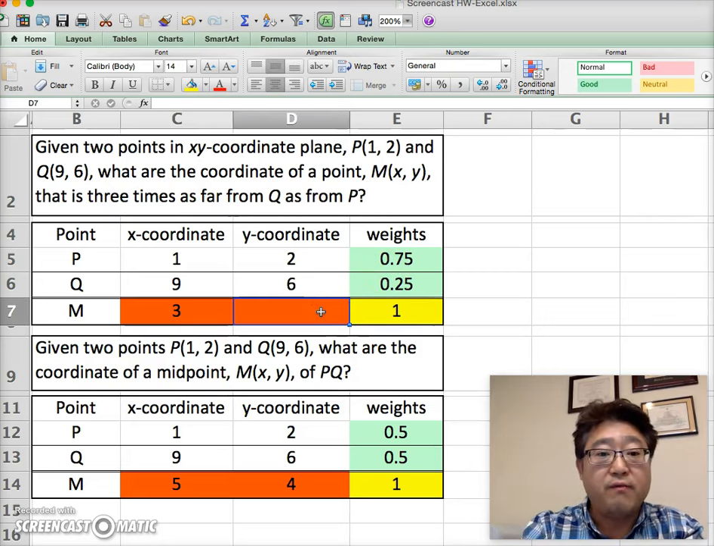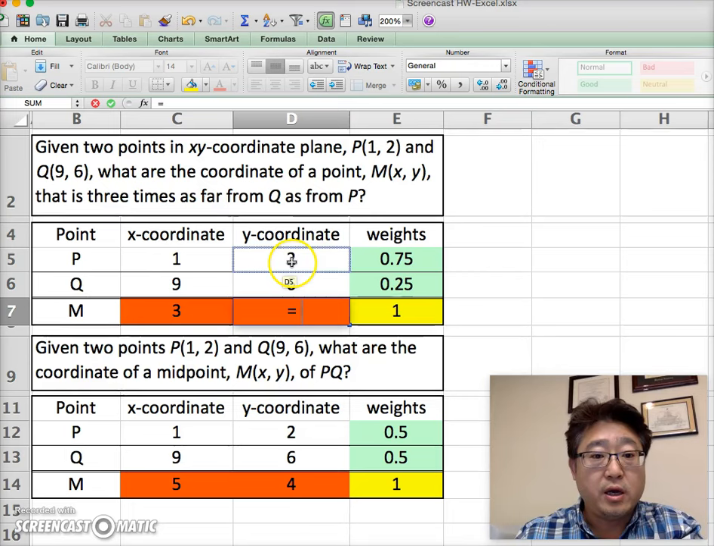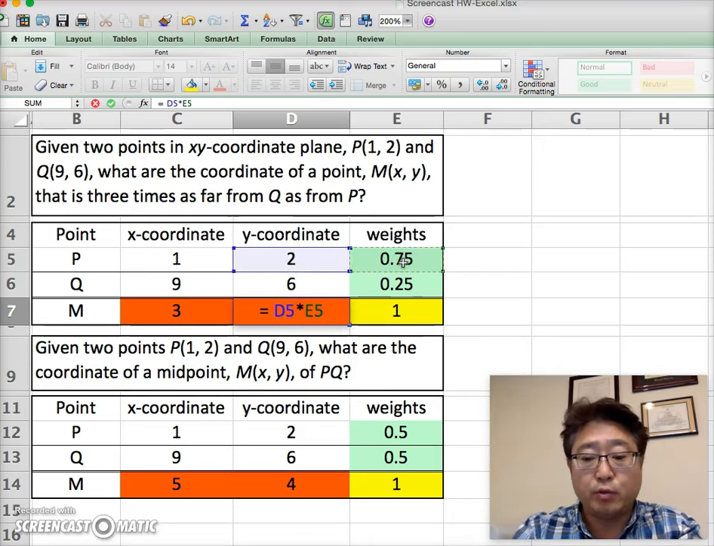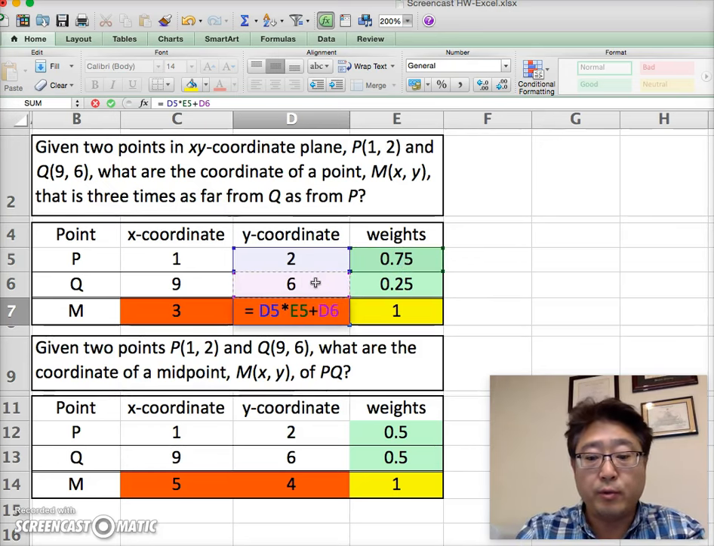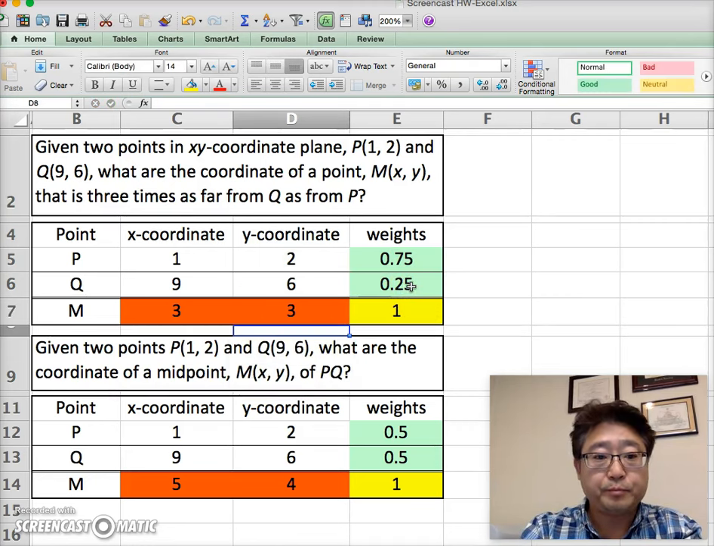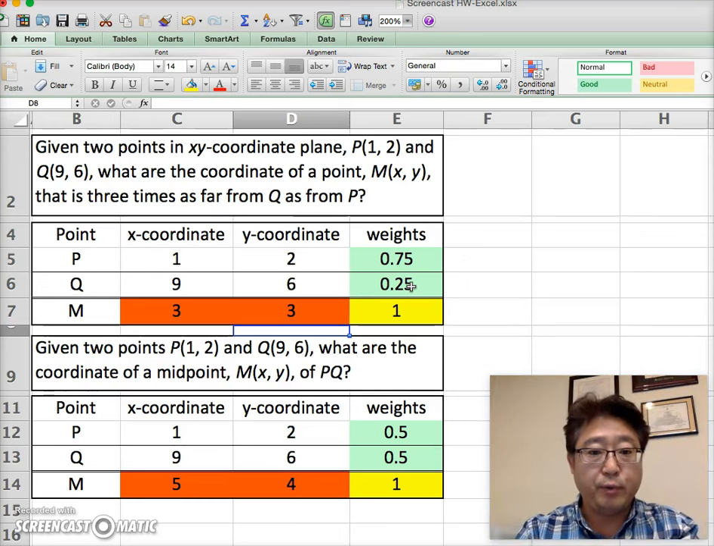Now, for the y coordinate of point M, we do the same process. That is, y coordinate of P times its weight 0.75 plus y coordinate of point Q times its weight 0.25. Okay, then we find the x and y coordinate of point M to be 3 and 3.